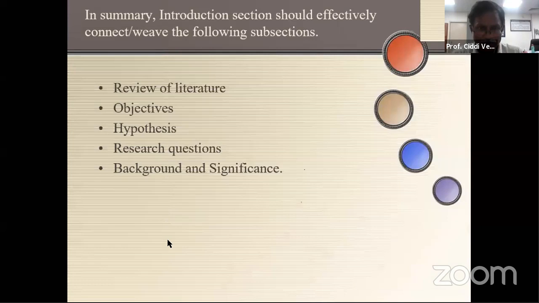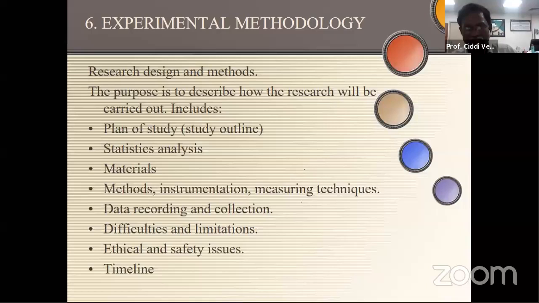Now, what we try to do is put in the introduction the review of literature, objectives, hypothesis, research questions, and background and significance. This is exactly what the introduction of any thesis, whether MPharm or PhD, or any proposal should have. And after this, the next 33%, one third, is your experimentation.